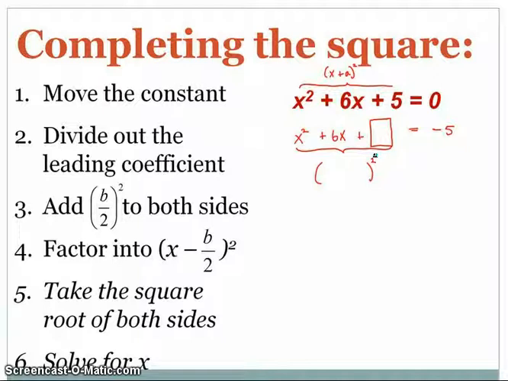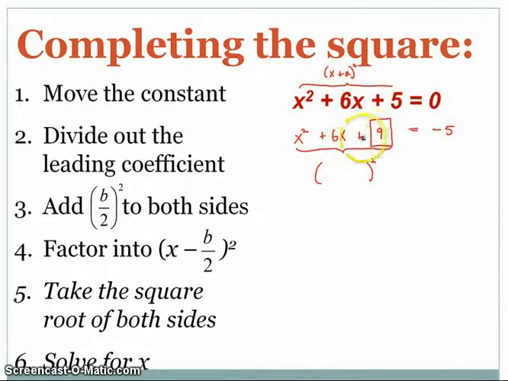Now, the way you do that is you take the middle term, which in this case is 6, or the linear term, and you divide it in half. So I'm looking at step 3 right now. B, which is 6, divided by 2 is 3. Then I square it and I get 9.